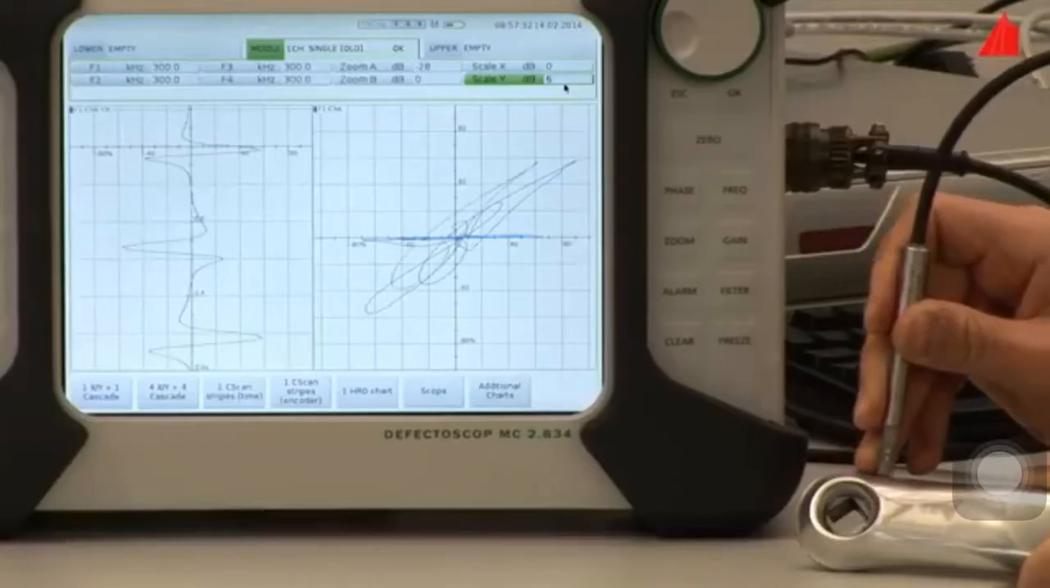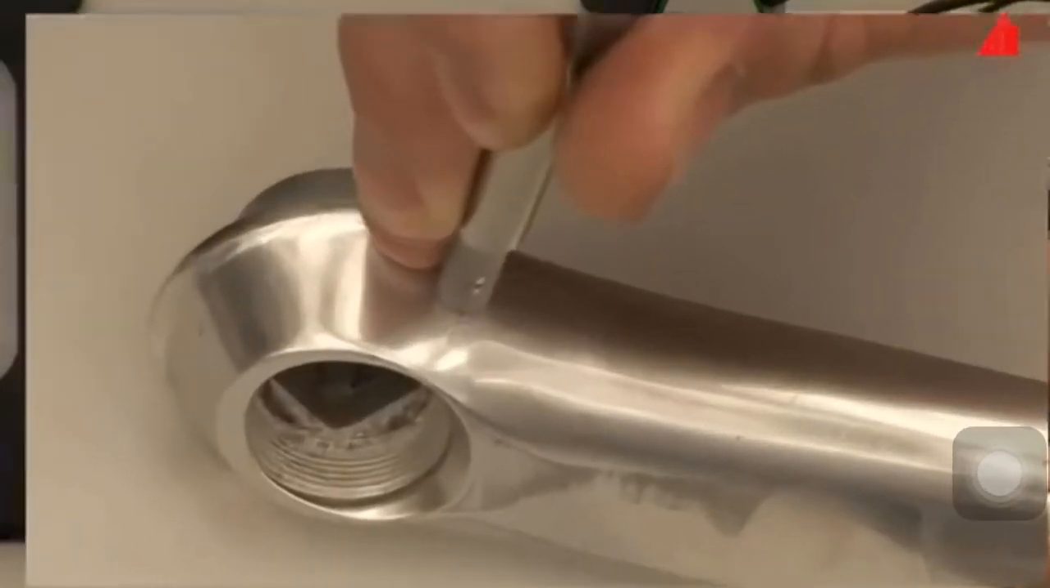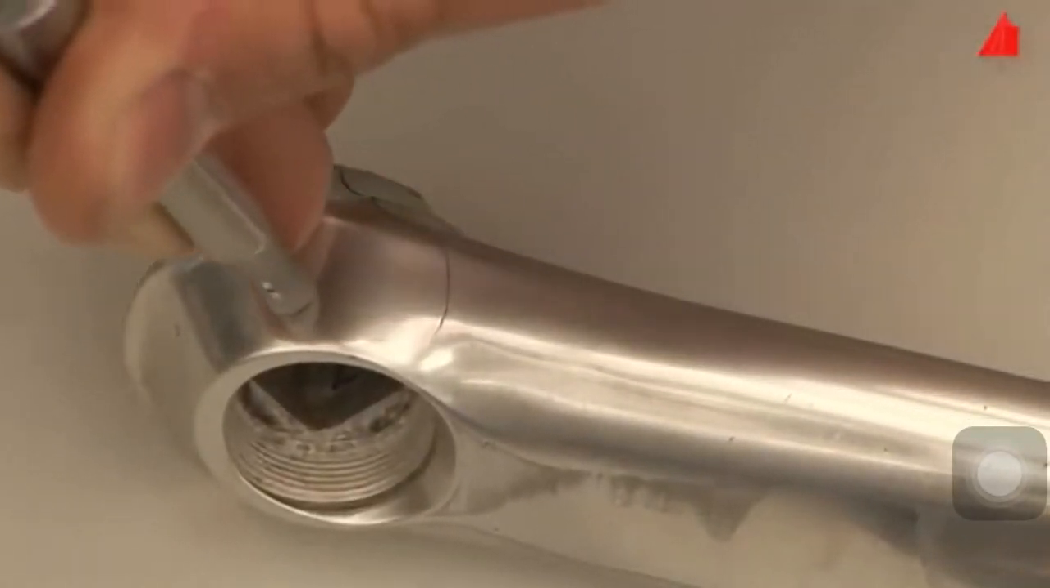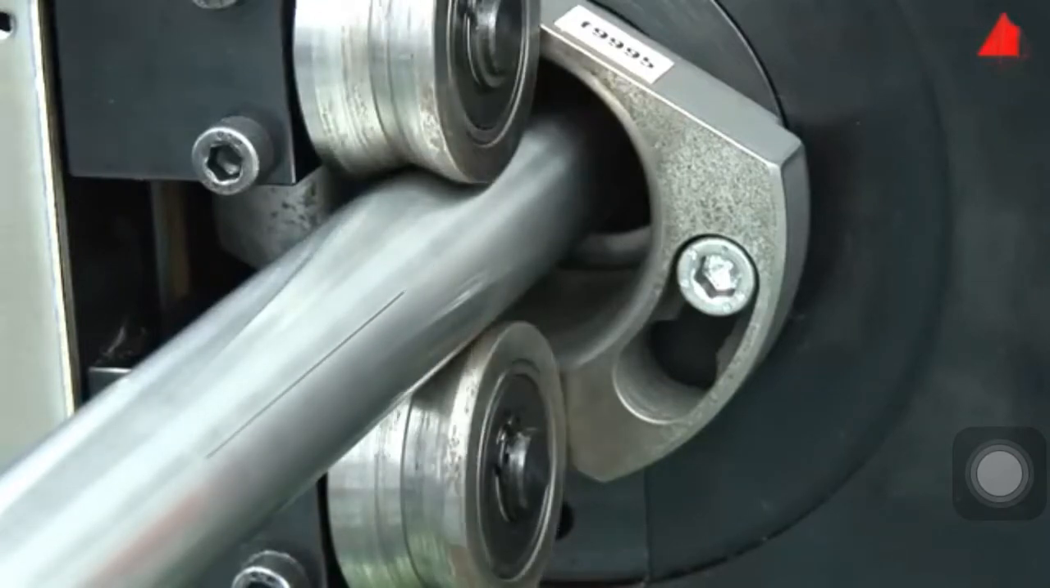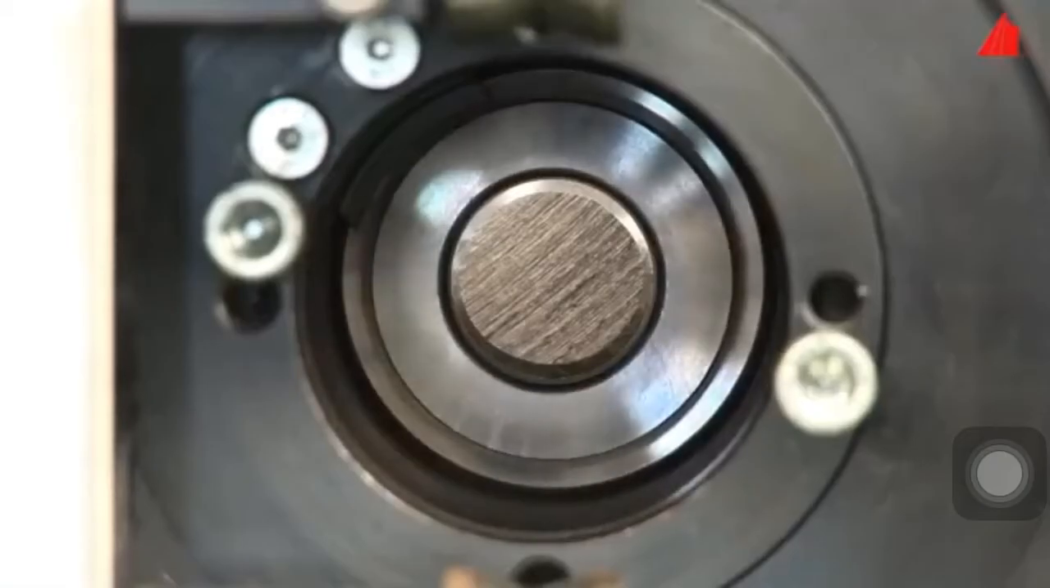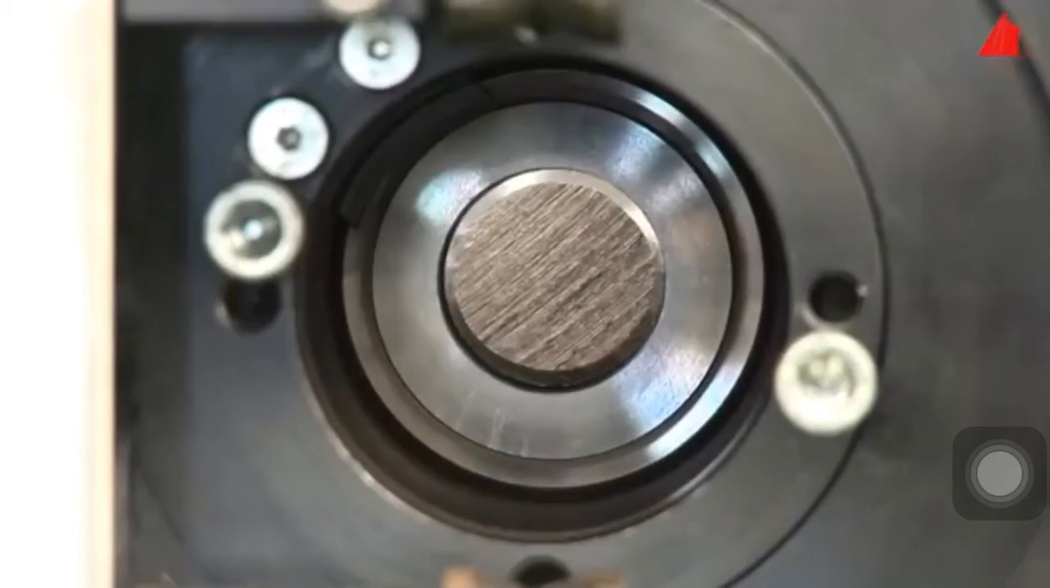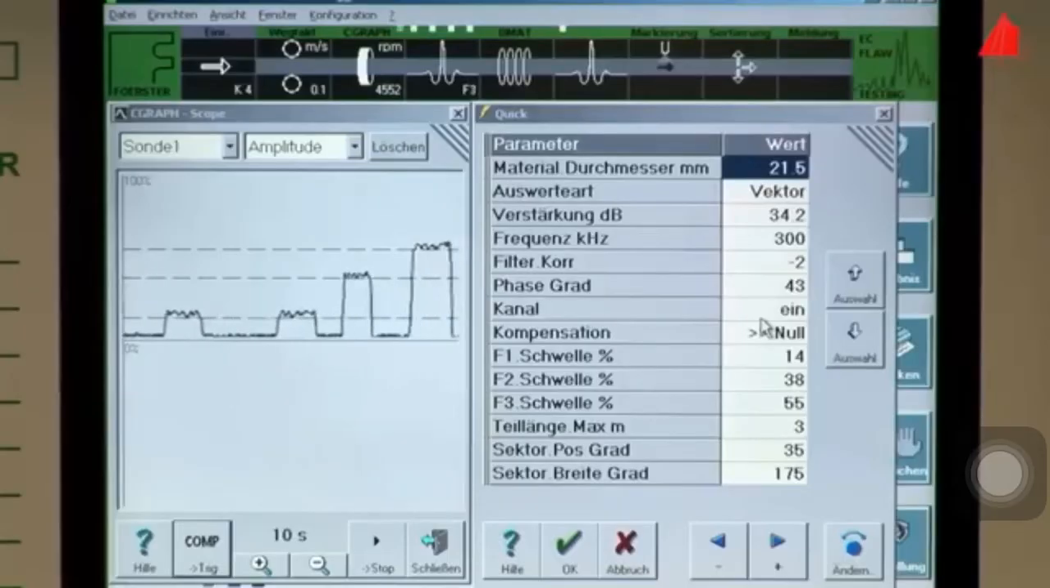Eddy current testing has been indispensable for a long time, both as a non-destructive material examination by hand and as a fully automatic method. Near-surface defects in workpieces can be tracked and specific material properties can be determined. How does eddy current testing work? It is based on electromagnetic induction.